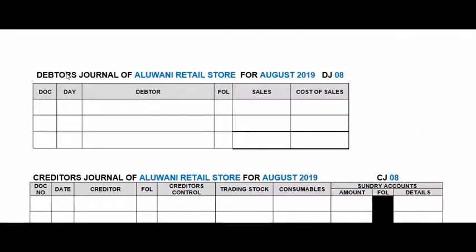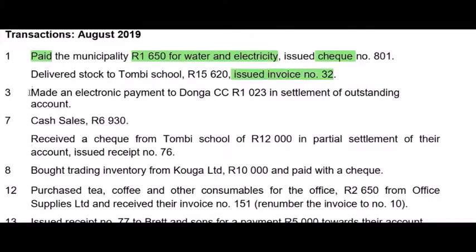Therefore, in the debtors journal, it would be invoice number 32. On the 1st, the debtor is Tombi School, and I just made this debtor number 1. Okay, if you didn't get that, then it's okay because I didn't give you enough information. The selling price was given to you as 15,620 Rand, and you had to use that markup percentage of 25% and your cost price formula to calculate cost of sales as 12,496 Rand.